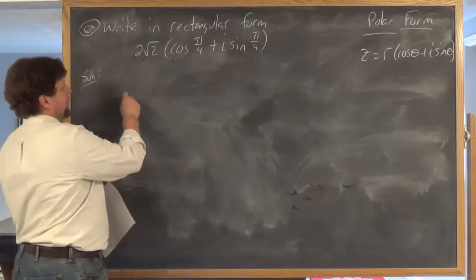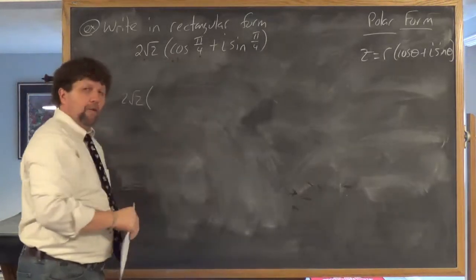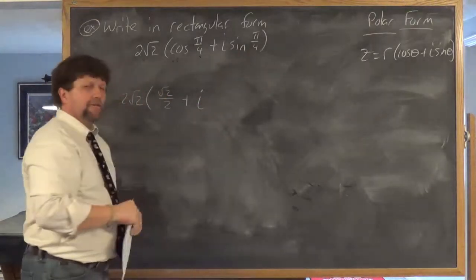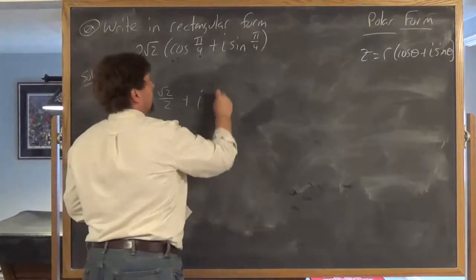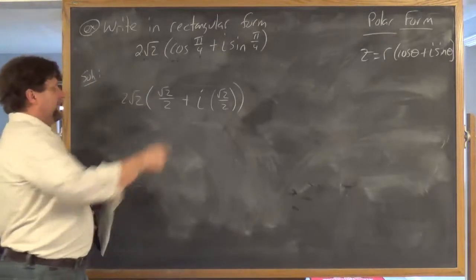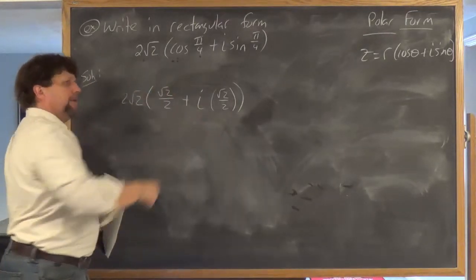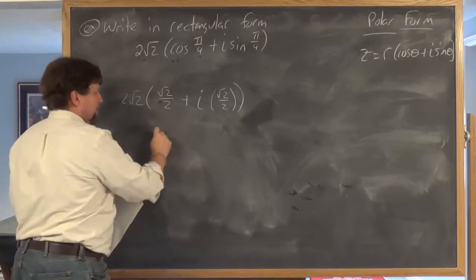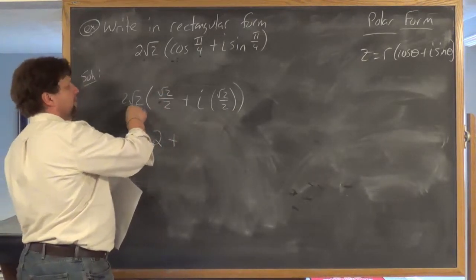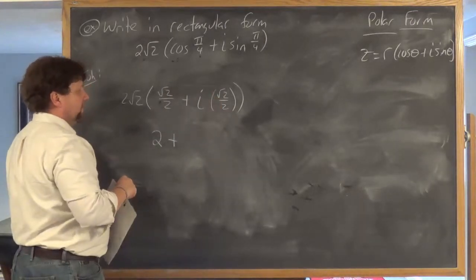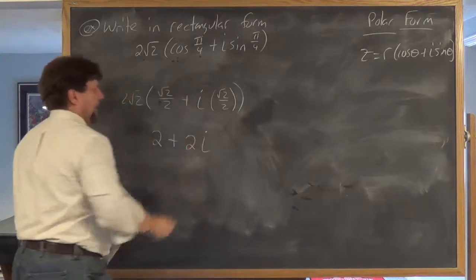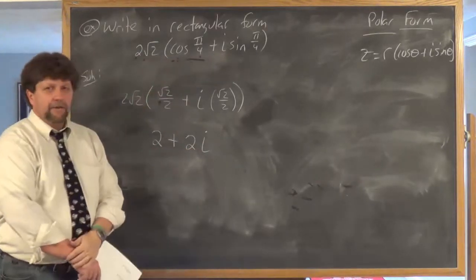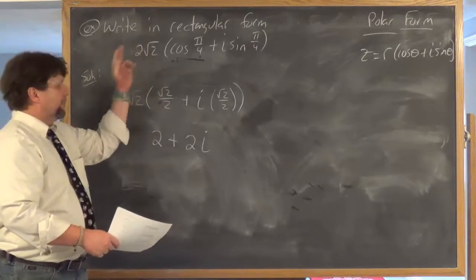Pretty straightforward on how to do this. What's the cosine of pi over 4? You know the cosine of pi over 4 is square root 2 over 2. What's the sine of pi over 4? You know the sine of pi over 4 is square root 2 over 2. Now if you take 2 square root 2 and distribute it, 2 square root 2 times square root 2 over 2 leaves you with a 2. Then 2 square root 2 times square root 2 over 2 gives you a 2, then I. So that's the rectangular form. That's the polar form, that's the rectangular form. So it's pretty straightforward to go from polar form to rectangular form.